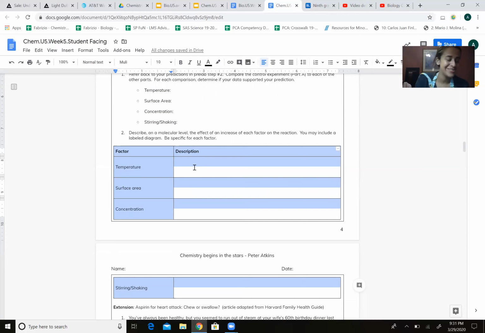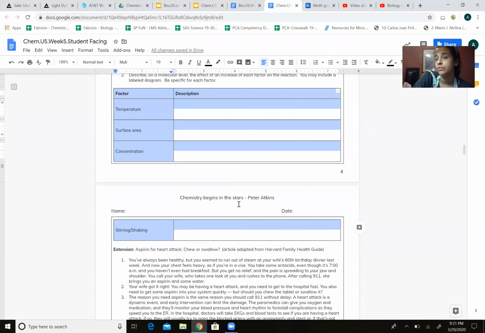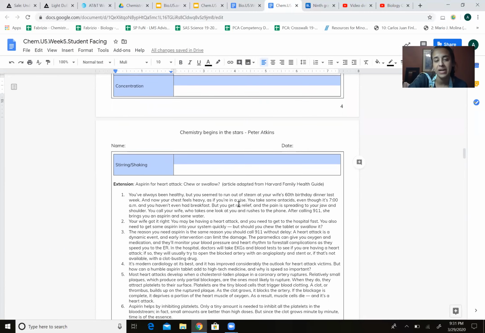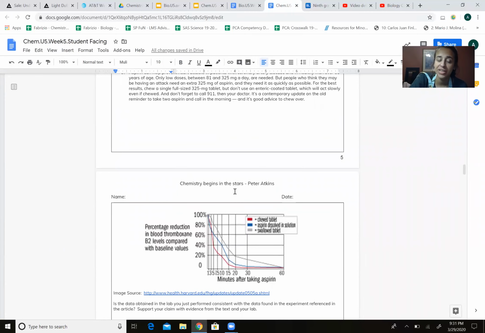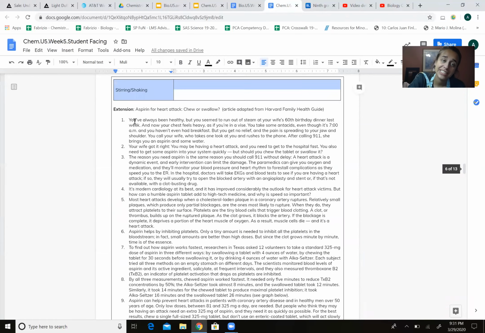Welcome back. You should have completed up until analysis question 2 on pages 4 and 5. You should have told me what is exactly happening when we change temperature, surface area, concentration, and add stirring or shaking into a chemical reaction, how that changes the collisions and the rate of the reaction. So finally, we have our extension activity on pages 5 and 6.